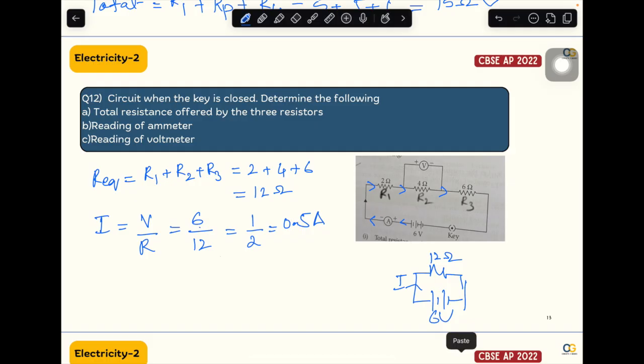Now comes the tricky part, where we need to find the voltage of one particular resistance. As you know, this will be V1, V2, V3. So here I is common. All the resistors have the same current. So to find V2, I can write I into R2. Again, Ohm's law. So the current is 0.5 into R, which is 4. So this will be equal to 0.5 into 4, which is 2 volt. So 2 volt is the voltage of this resistor alone.